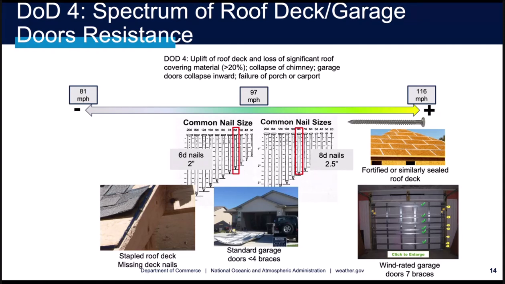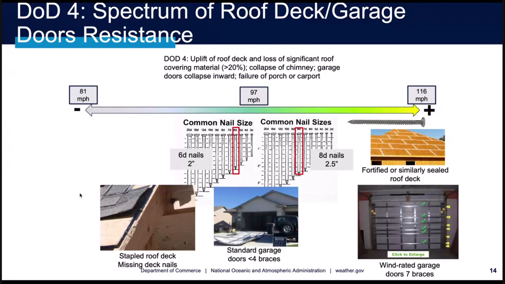So let's just stick with DOD4. This is something called a spectrum of roof, deck, and garage door resistance. I haven't talked about garage doors yet, but this is a choice here that we can do. DOD4 is up to an uplift of roof deck, losses of significant roof covering material, collapse of chimney, garage door collapses, etc. And here I put staples somewhere down, maybe not all the way to the bottom, but down a significant ways from my expected value.